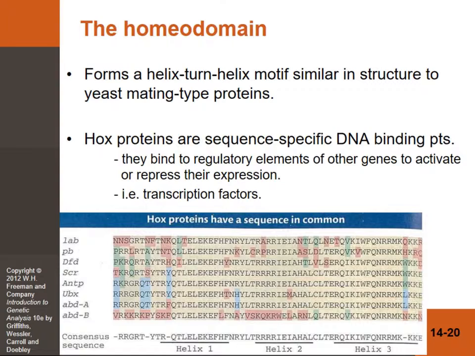So transcription factors are proteins which will bind to promoter regions, for example, of other genes and either switch them on or switch them off. And many of the toolkit proteins actually turned out to be transcription factors.